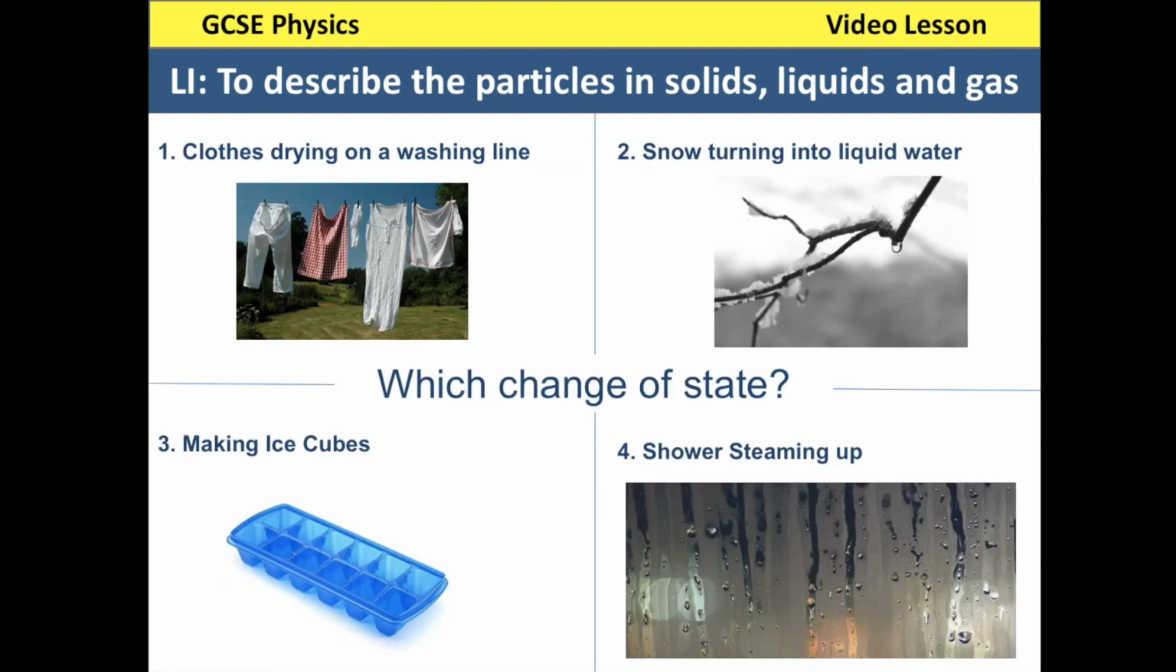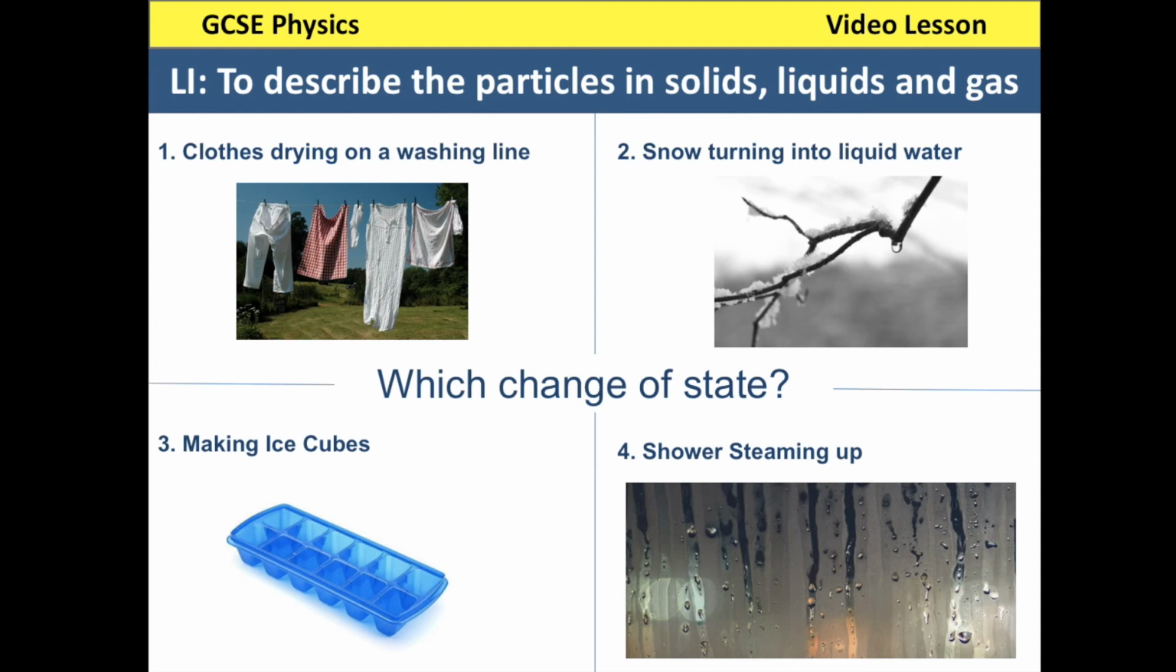Okay, task for you to do. We've got 4 changes of state here on the board. Clothes drying on a washing line, snow turning into liquid water, making ice cubes, and the shower steaming up. I want you to tell me, please, what each of these changes of state are. Pause the video to have a go at the questions and then press play again and we will go over the answers.